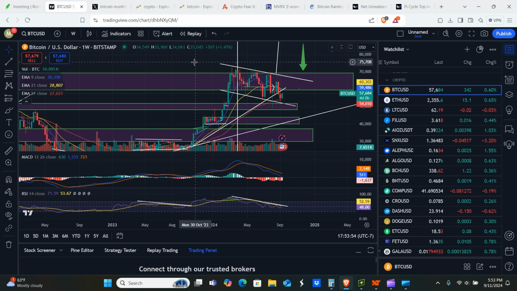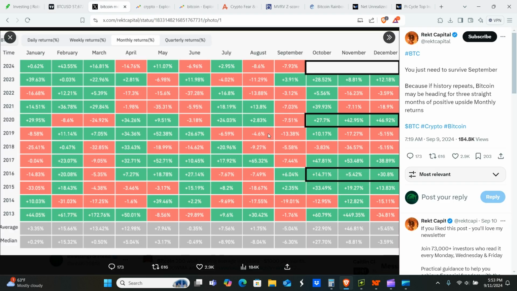All right, so before we get started with the chart of Bitcoin, I did want to show you guys another metric that I've actually seen before, but I just remembered that we could actually talk about this. So let's go ahead and talk about it. That is the Bitcoin monthly returns. Okay. So credit here goes to Rhett Capital. Again, Rhett Capital is somebody that I personally follow. He's very good at what he does in terms of crypto.